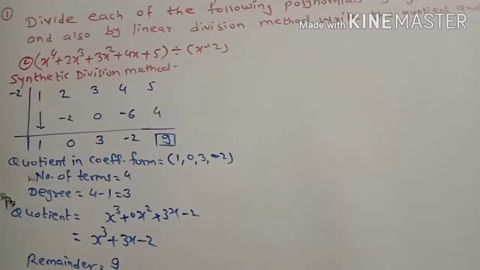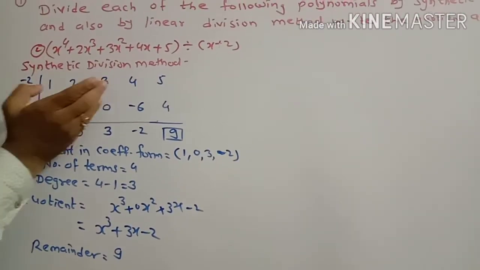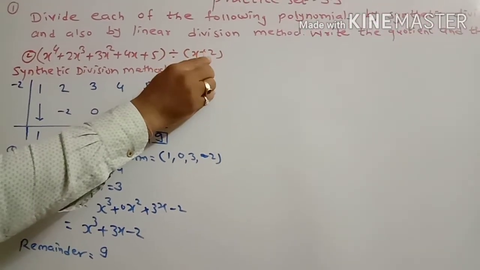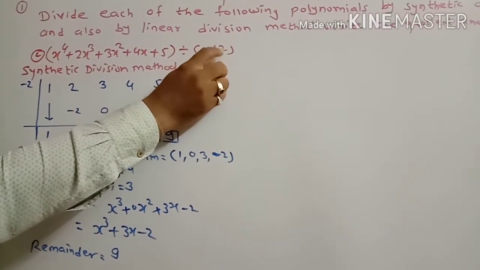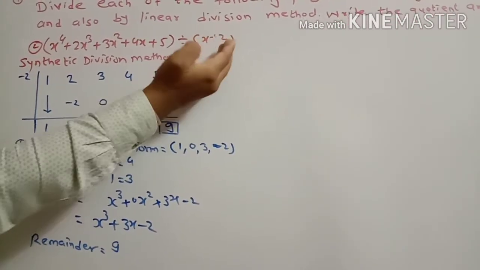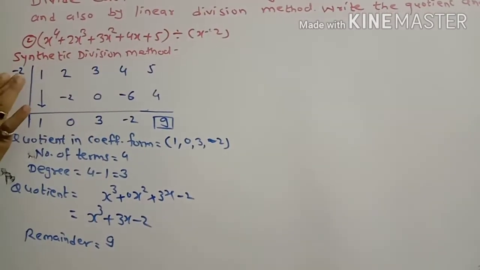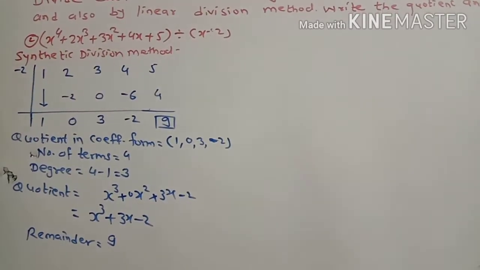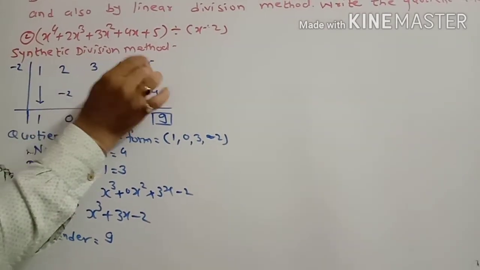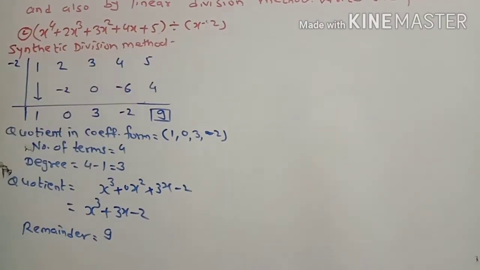Again we see this synthetic division method. Draw a vertical line and a horizontal line. In the first row, to the left of the vertical line, write the opposite of the constant term of the divisor. The divisor is x plus 2, the constant term of the divisor is plus 2, and the opposite of plus 2 is minus 2. Write this minus 2 to the left of the vertical line. Then to the right of the vertical line, write the coefficient of each term of the dividend, that is 1, 2, 3, 4 and 5.